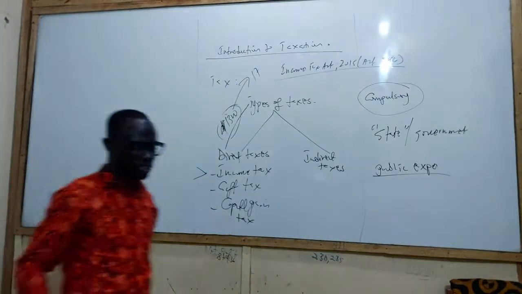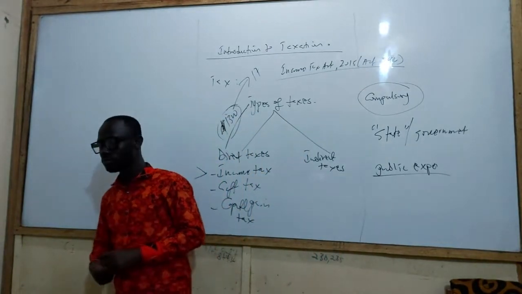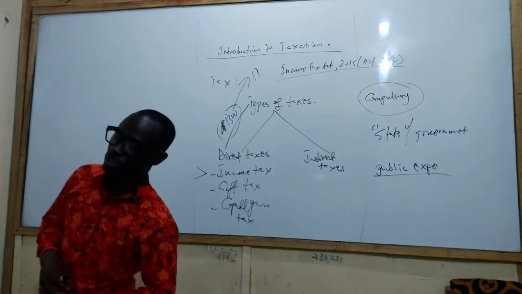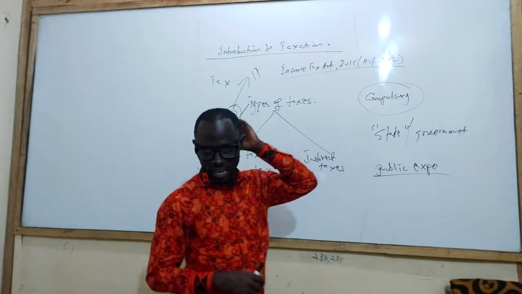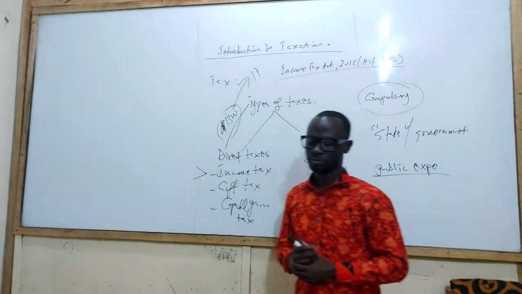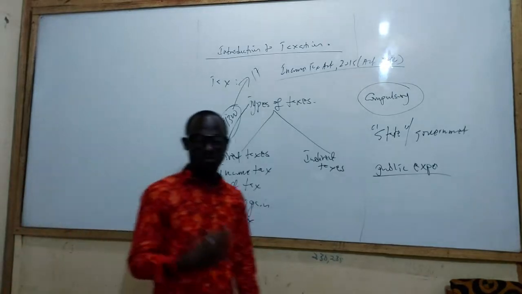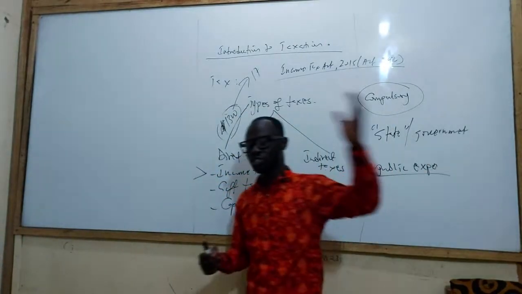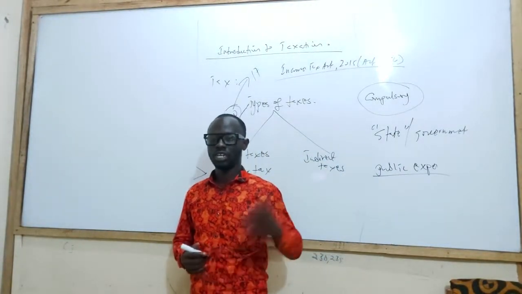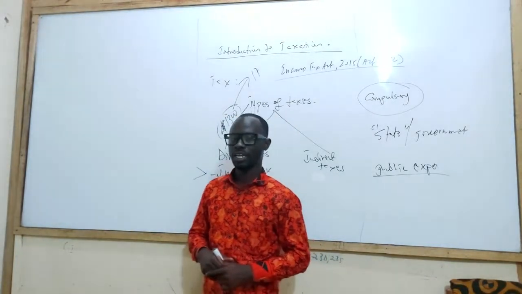Then we come to the last one, which is capital gain tax. What is capital gain tax? It's the gain made on the sale of an asset. We say that it is the taxation of the increase in the capital value of assets between the date of acquisition and the date of disposal.